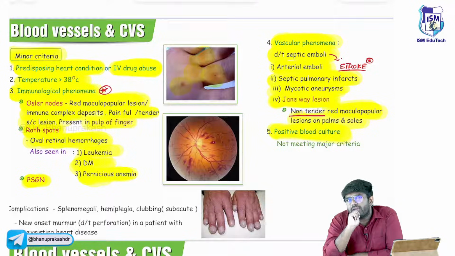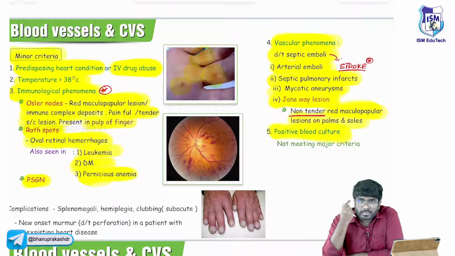But what if only one blood culture is coming positive? Then it is not meeting the criteria of the major criteria. If one blood culture is coming positive, then it should be considered as a minor criteria.